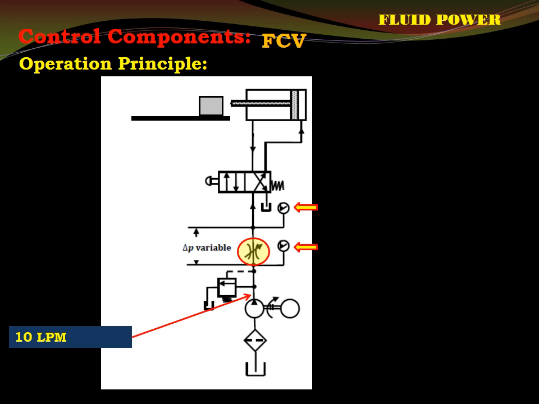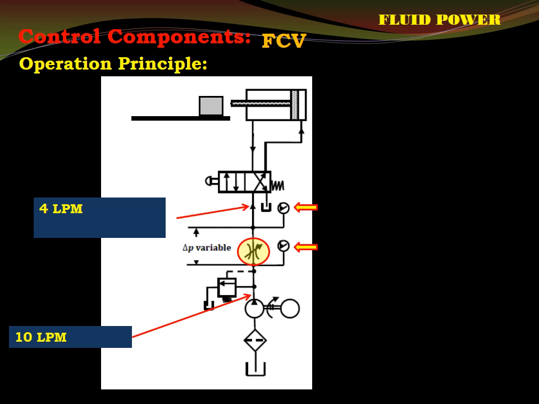Now say we have changed the area by some means. How can we change that area? That will be discussed later when we consider the working principle. And the moment we change it, that means we are putting some restrictions. Definitely flow through it will reduce, and say now flow through the orifice becomes 4 liters per minute.